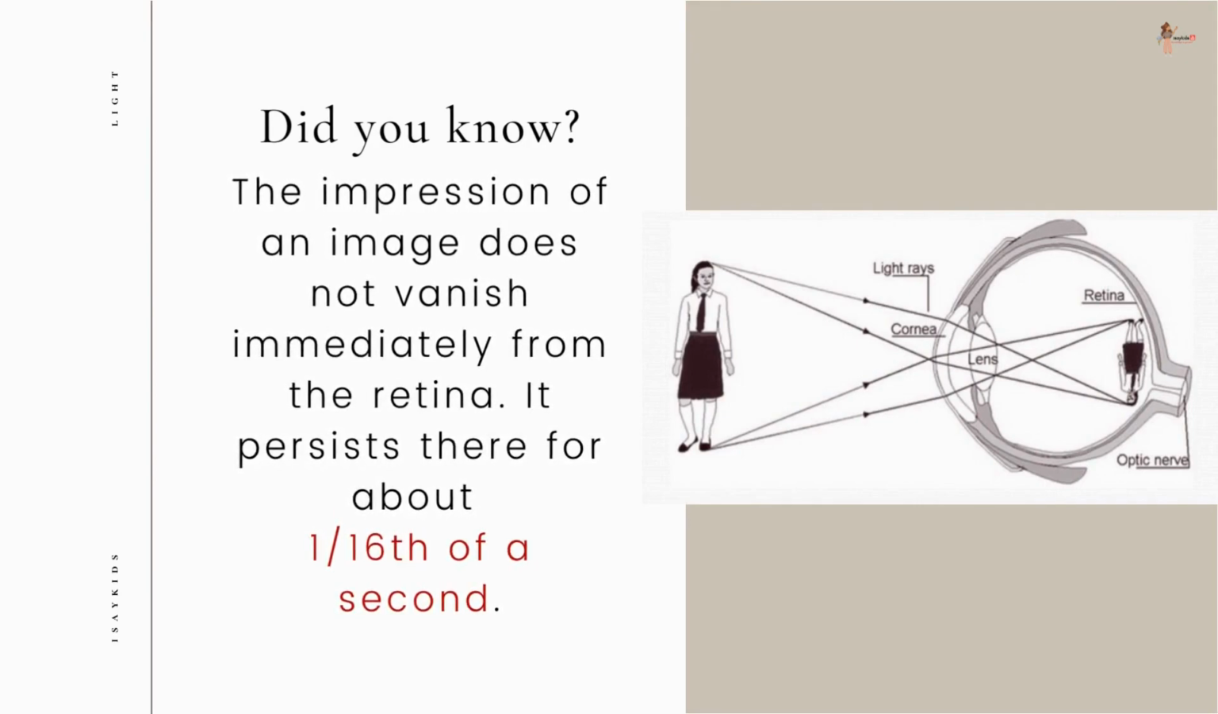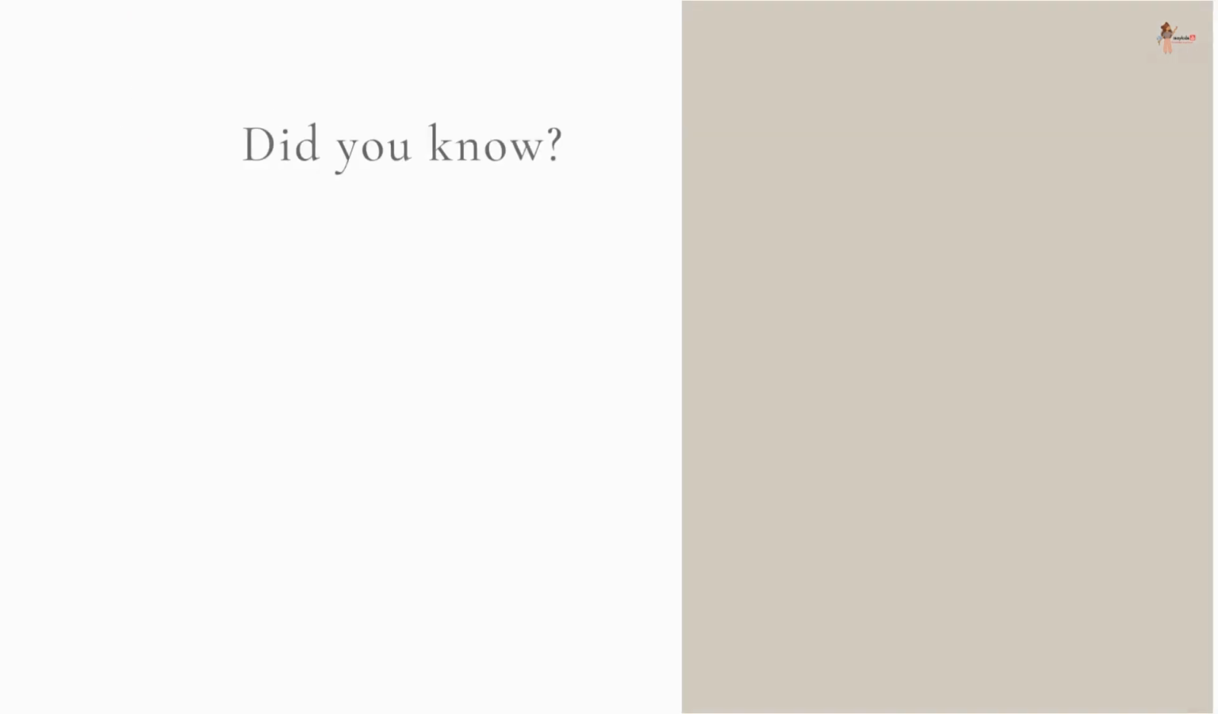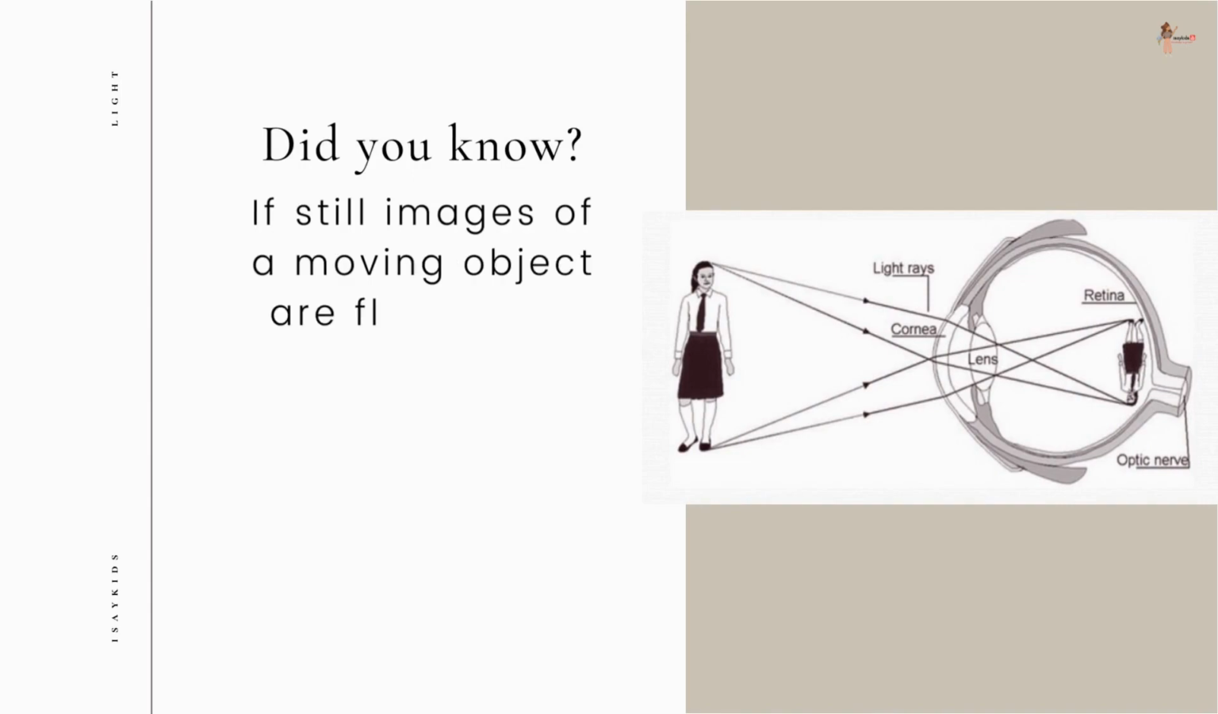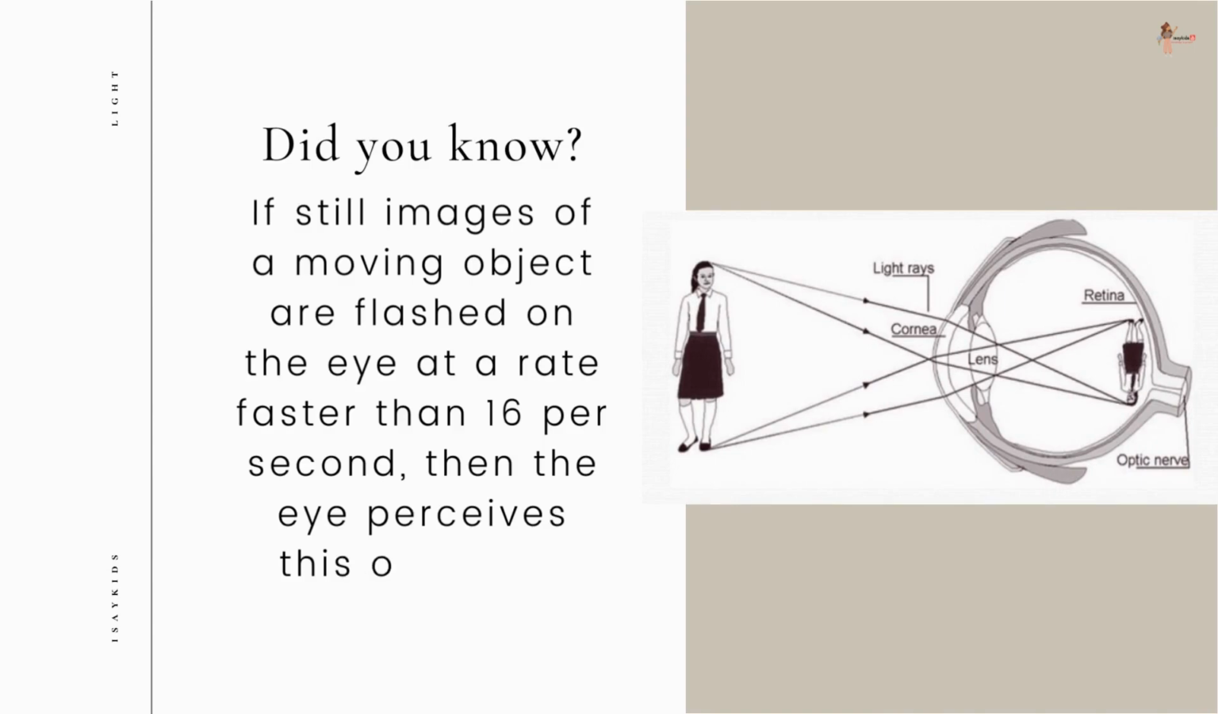The impression of an image does not vanish immediately from the retina. It persists there for about 1/16th of a second. So, if still images of a moving object are flashed on the eye at a rate faster than 16 per second, then the eye perceives this object as moving.